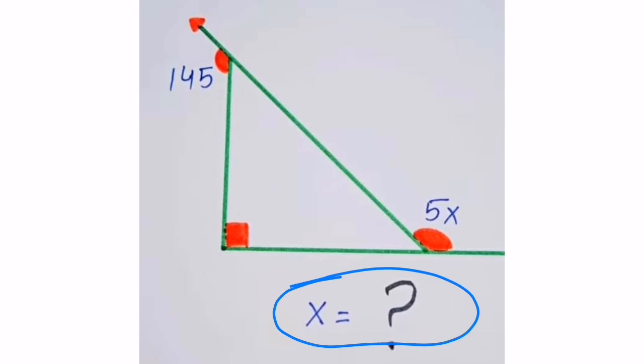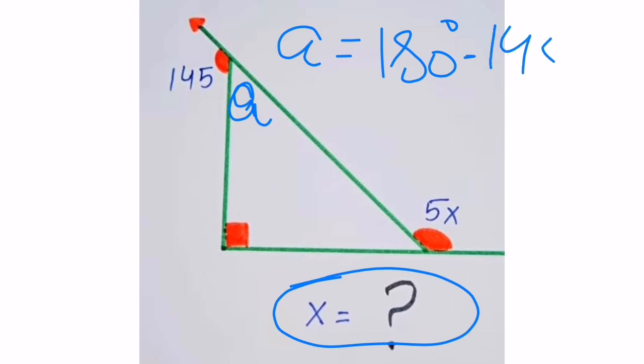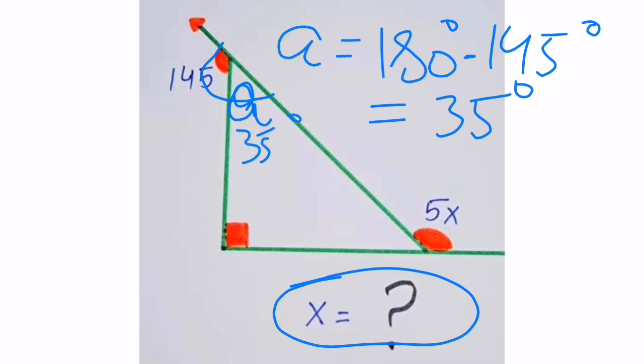First, we have to find the value of this angle. Let's suppose this angle is A. So A is equal to 180 degrees minus 145 degrees, because these angles lie on a straight line, so this angle must be a straight angle. So the value of A is equal to 35 degrees. So this angle is equal to 35 degrees.